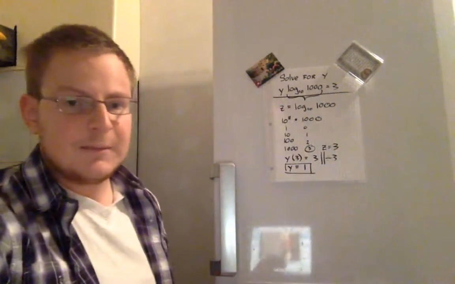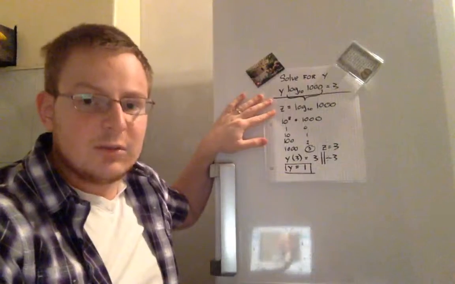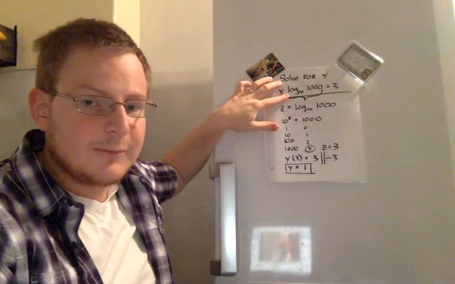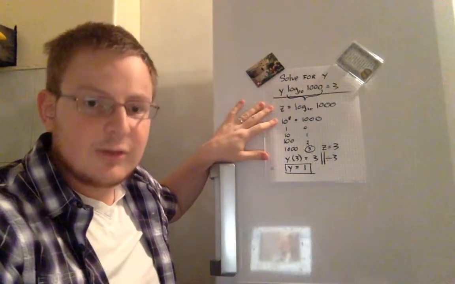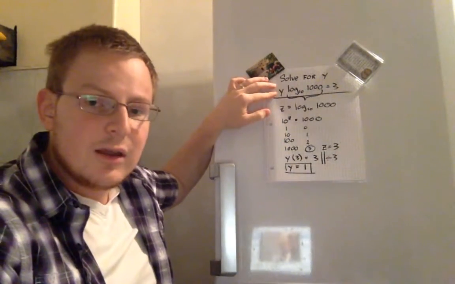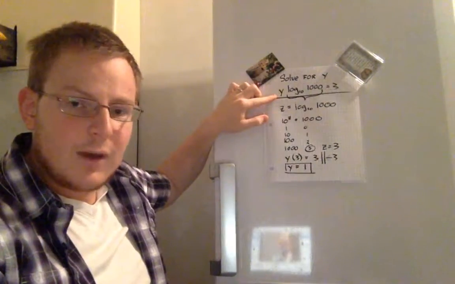Recapping what we did, first we invented a variable z to represent this part of the equation here, the logarithm. Solved for it by looking at the logarithm and knowing what the powers meant, then plugged it back into the equation here, divided by 3, and solved for y.